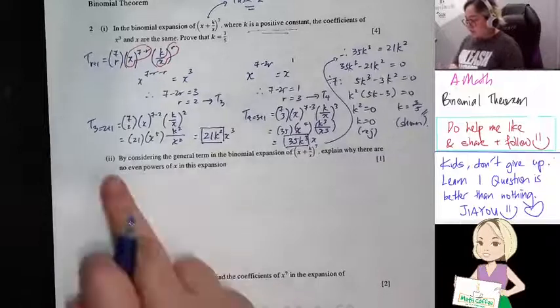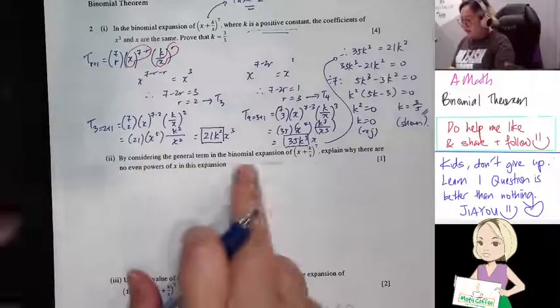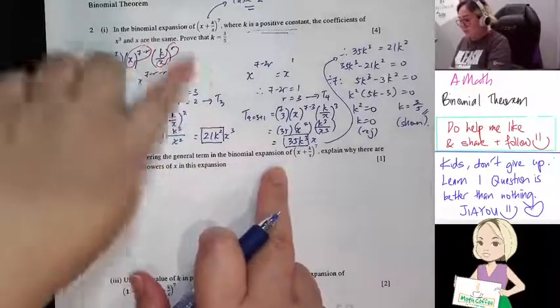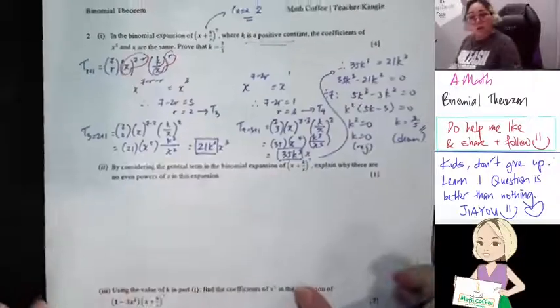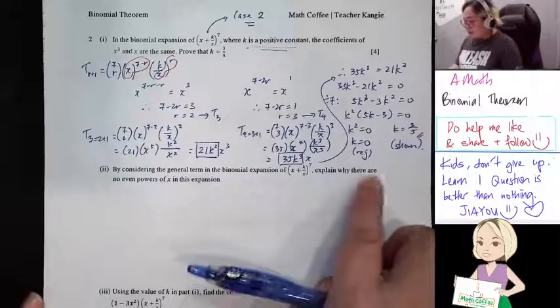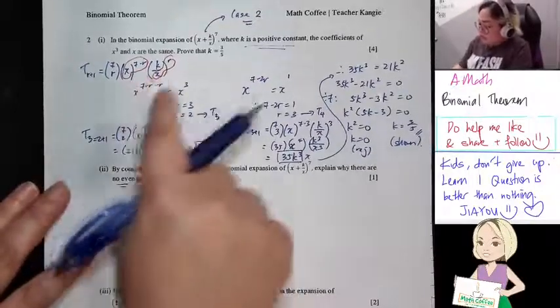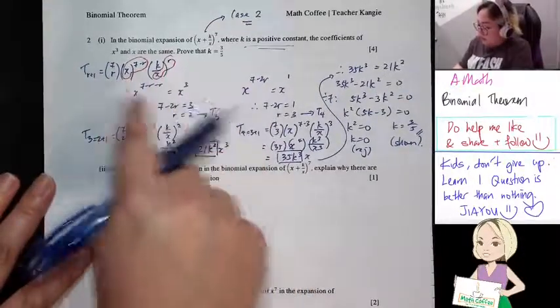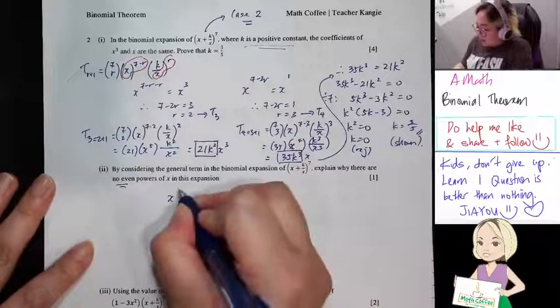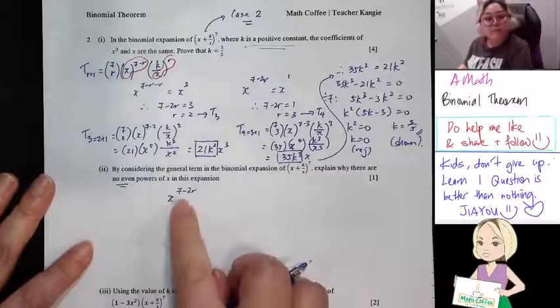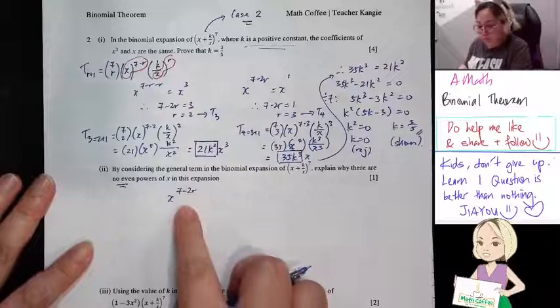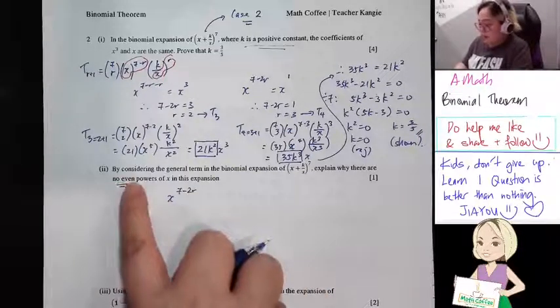Now next, by consider the general term in the binomial, which is this one. Okay. They ask you to explain why there are no even power. So just now our general term is here, this one. It was x to the power of 7 minus 2r, correct? So the power, why is it that it is not even?